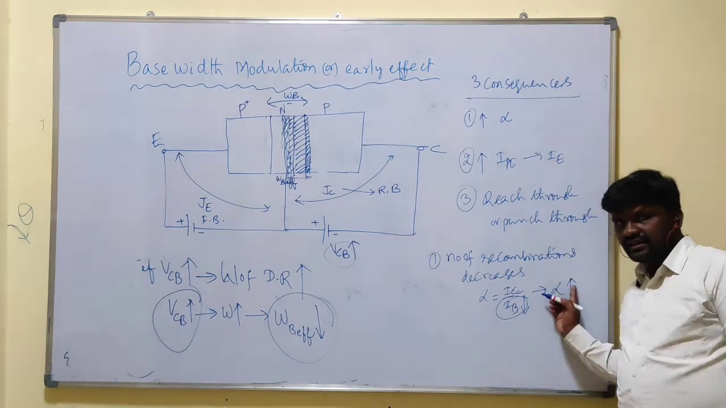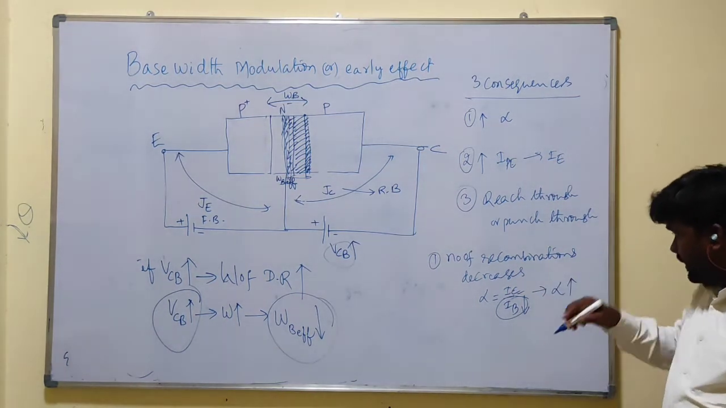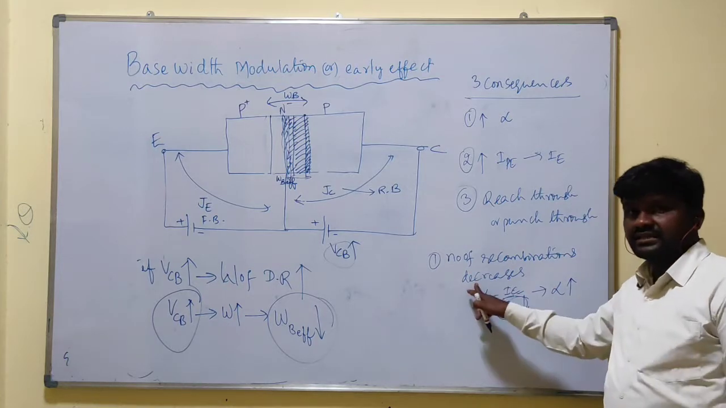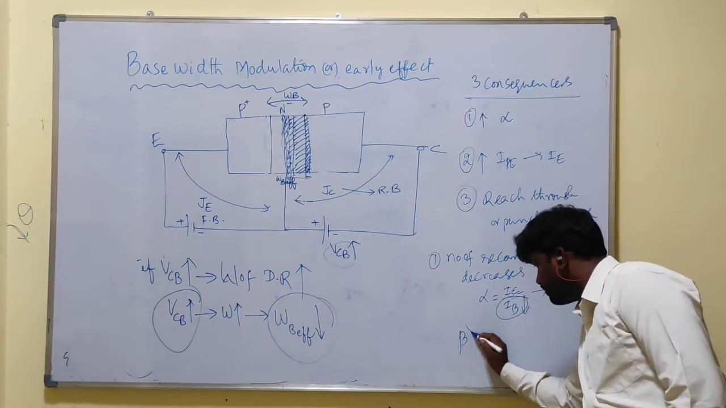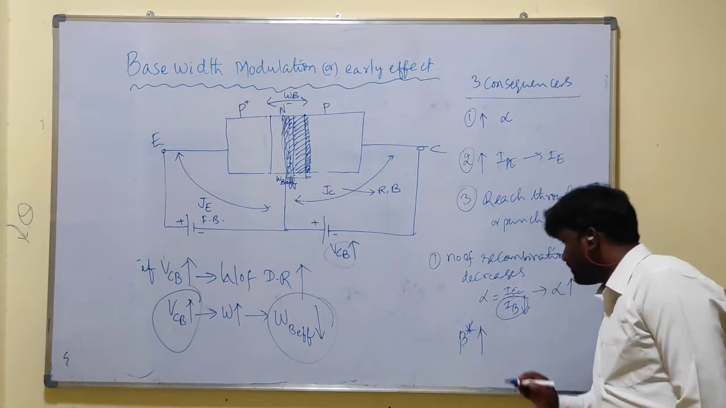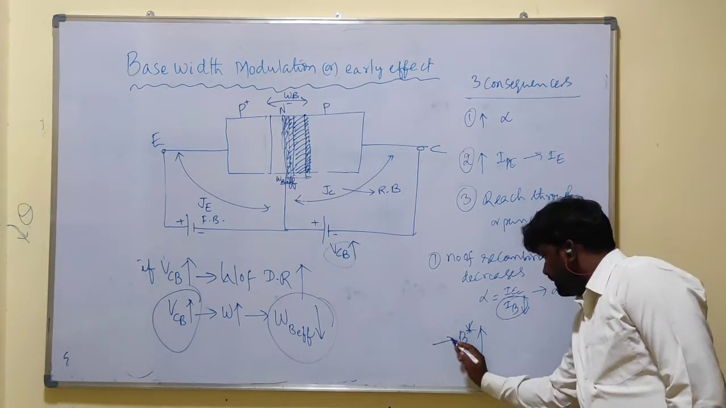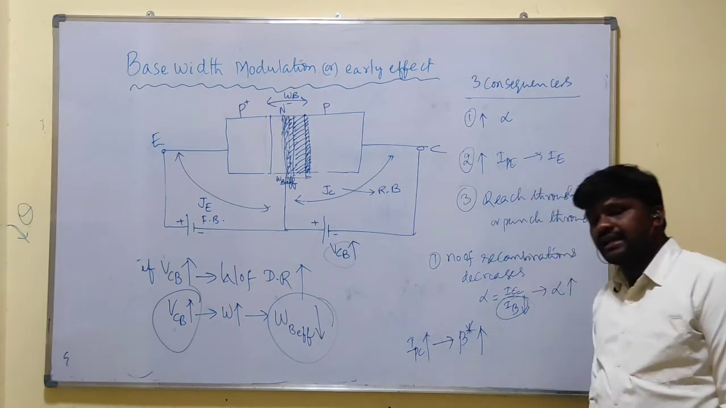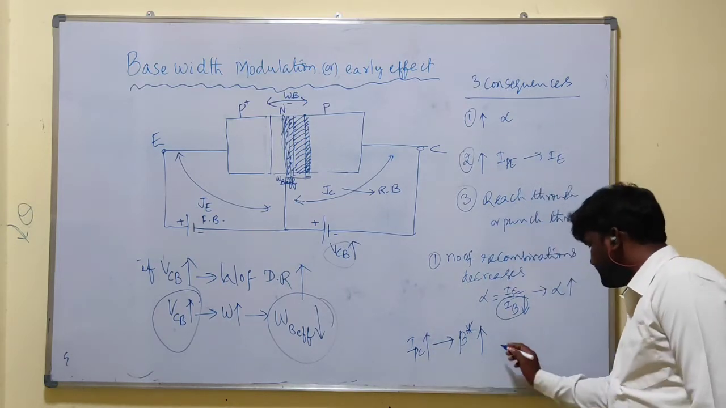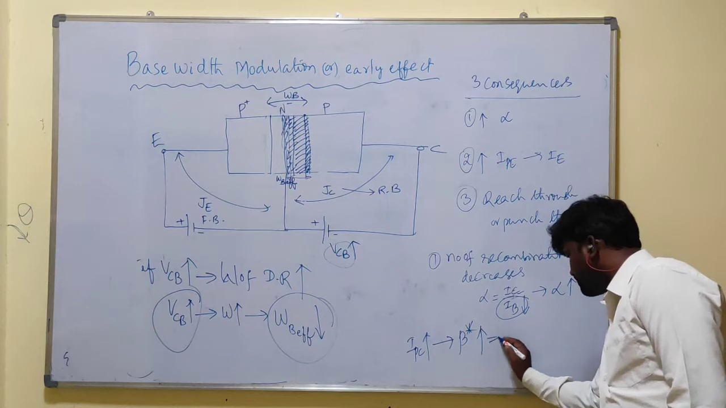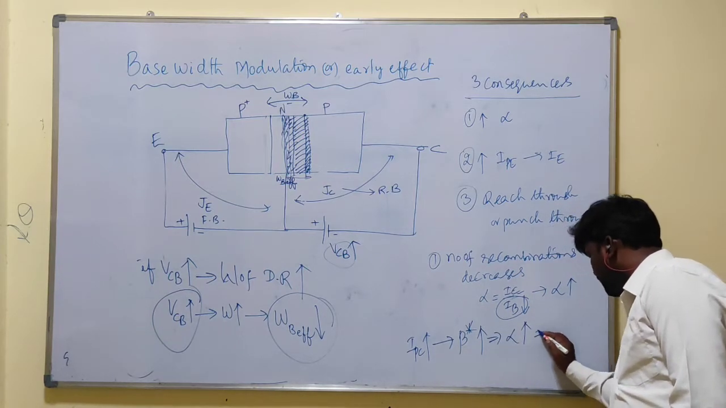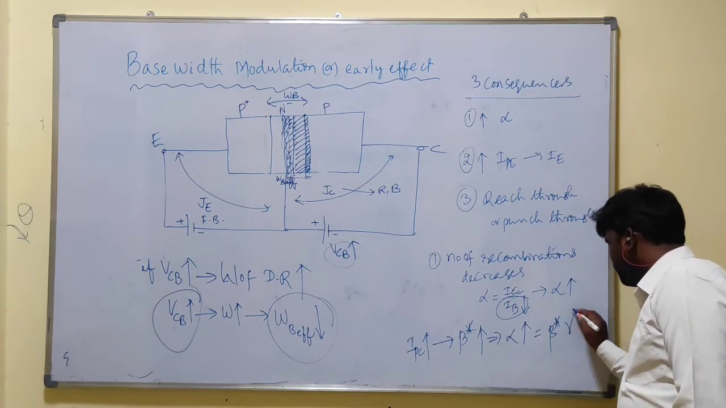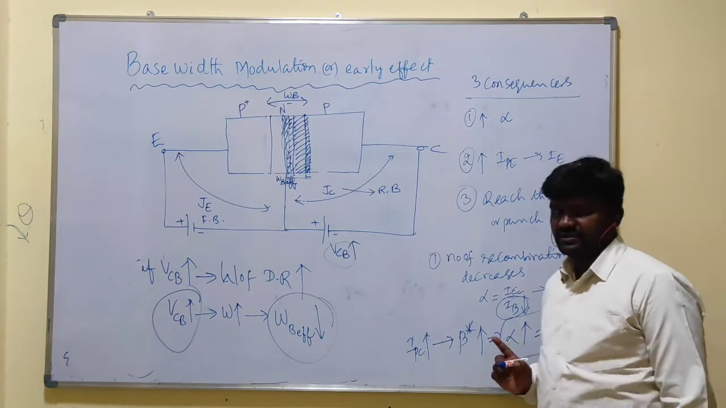Or else we can say it in another way. If recombinations decrease, the transport factor, that is beta star, increases. Why? If recombinations decrease, IPC increases. As IPC increases, beta star increases. As beta star increases, alpha increases, since alpha equals beta star into gamma. Already we discussed this one.